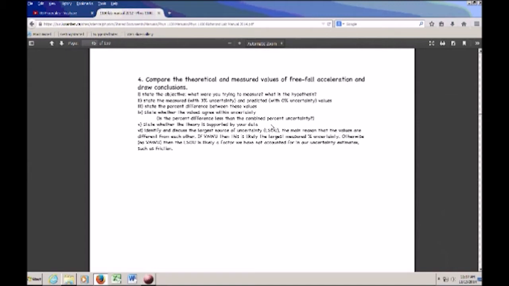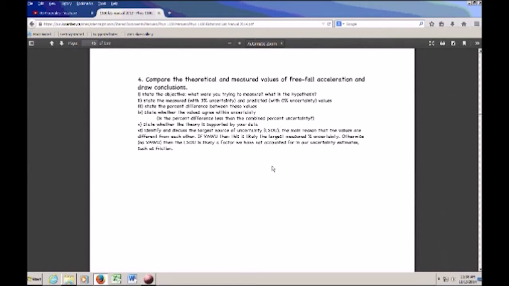So you would go back to your data table and you look at the percent uncertainties on all your raw data. Whichever one is biggest, that would be your largest source of uncertainty, but only in cases where your two values agreed with an uncertainty. If your values did not agree with an uncertainty, then the largest source of uncertainty has to be something you didn't take into account.